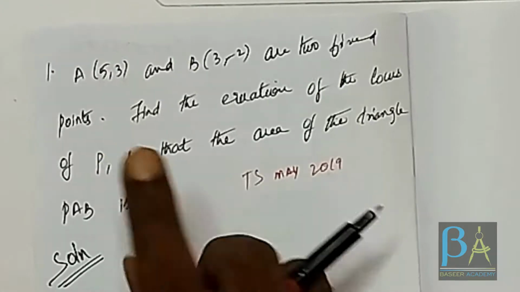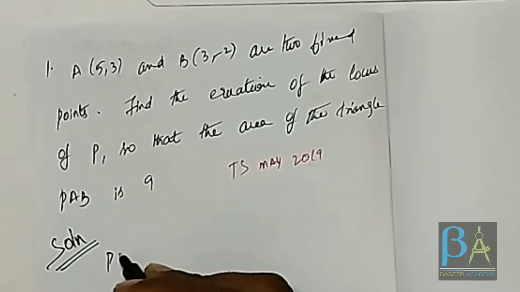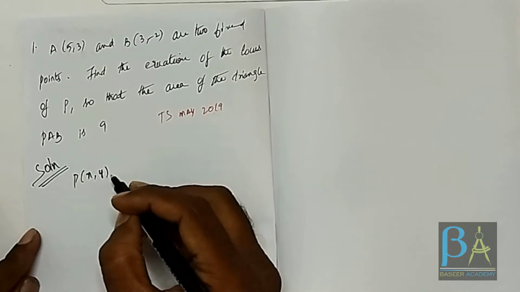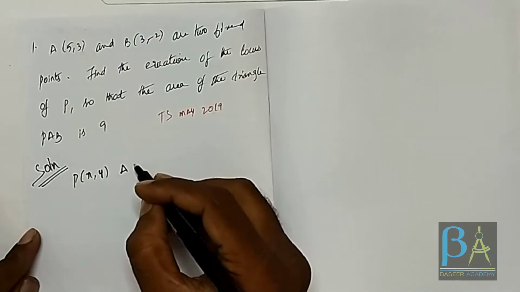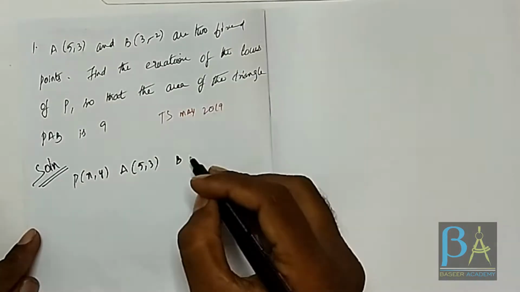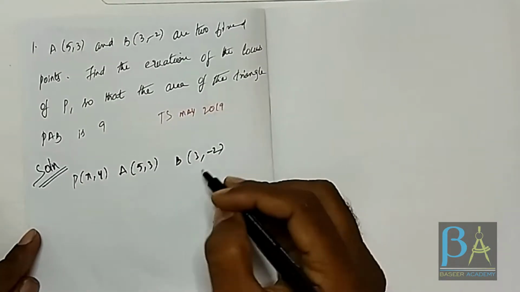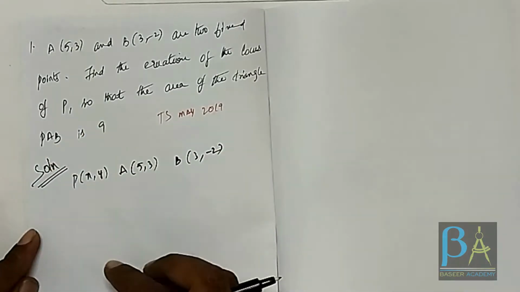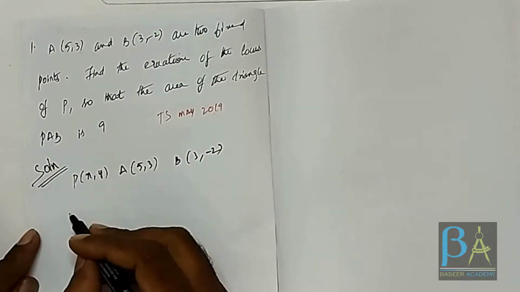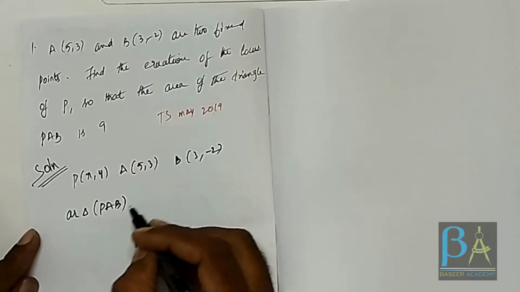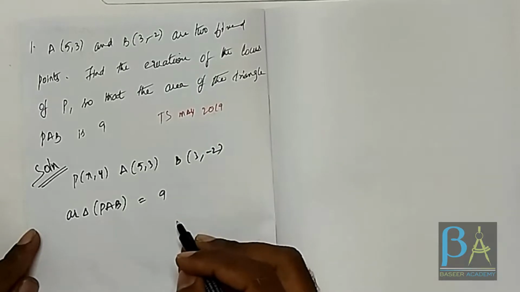Now I don't know the coordinates of the point P. Let me assume that the coordinates of point P are (x, y), and then A point is given as (5, 3), and then B is given as (3, -2). And what is the condition given to us? Area of the triangle PAB is 9. Okay, so let us write here area of triangle PAB, that is given as 9.